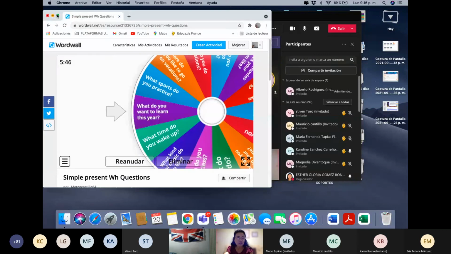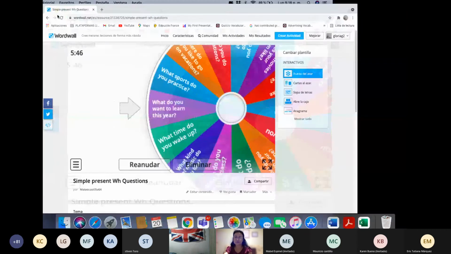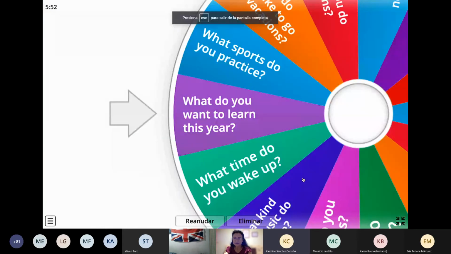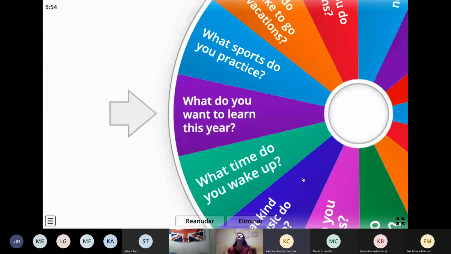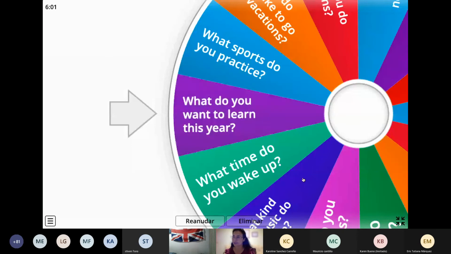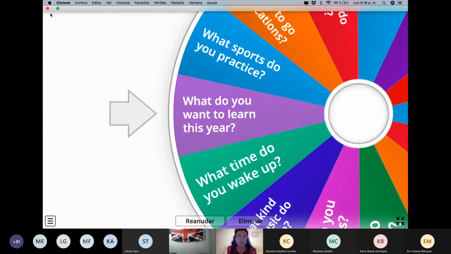What do you want to learn this year? Caroline, do you want to learn English? Oh yeah, very important, no? It's very important for your professional life and the technology course that you are taking. English is the key for your future, your professional life. Very good. Another student who wants to continue? What do you want to learn this year? Another answer?